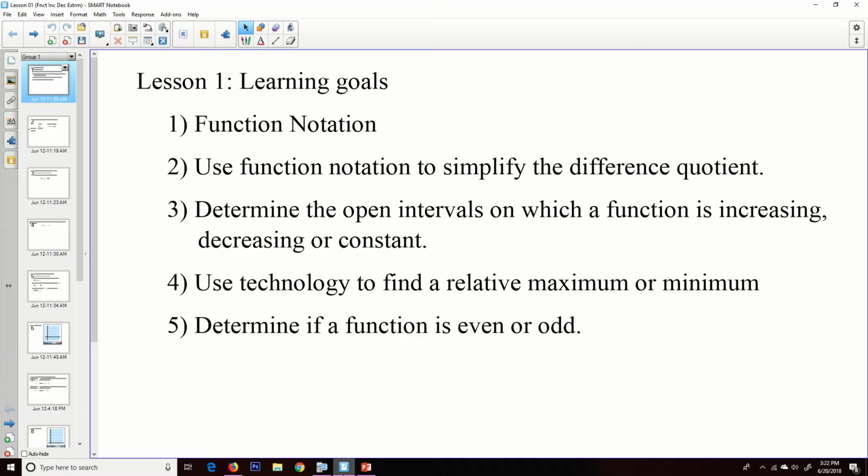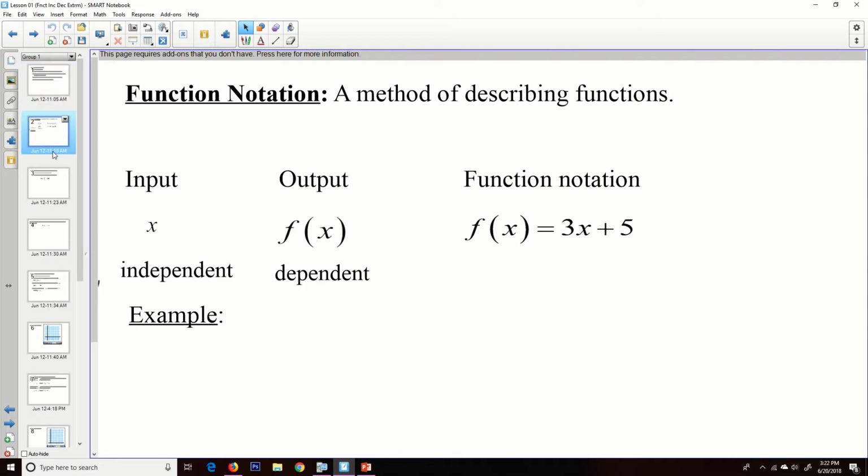So today we're going to review function notation. We are going to talk about use of function notation to simplify the difference quotient. And we're going to determine open intervals on which a function is increasing, decreasing, or constant. And then we're going to use technology to find relative maximums and or minimums. And then we're going to determine if a function is even or odd. So right off the top, we'll hit that first one.